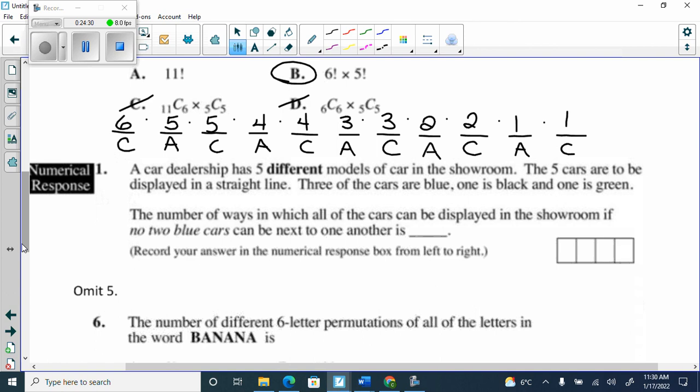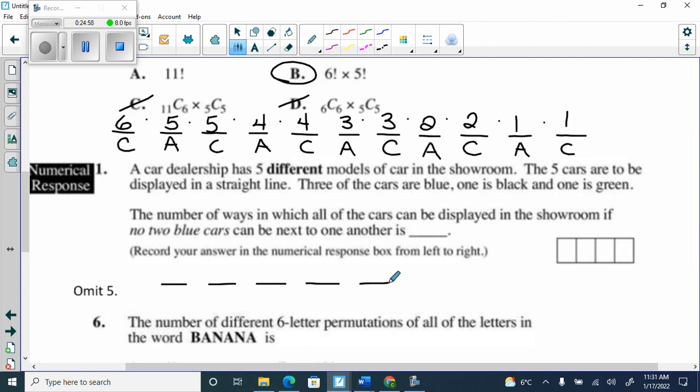So a car dealership has 5 different models of cars in the showroom. The 5 cars are to be displayed in a straight line. Different models matters. Why does different models matter? Then there's no repeat. They all look different. There's no repeating letters. If you had brown cars, and they were all different models, you could tell the difference between all of them.